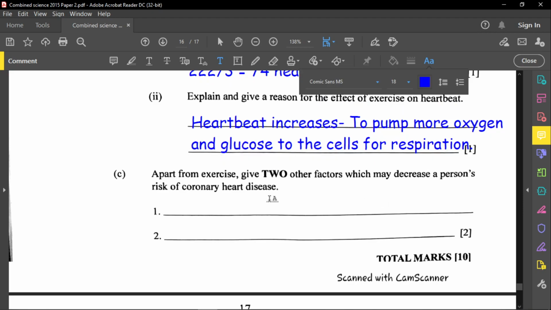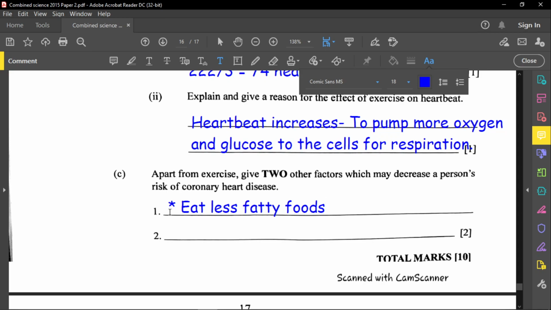Now, apart from exercise, give 2 other factors which may decrease a person's risk of coronary disease. What can you do to reduce the possibility of having coronary disease? One, you can eat less fatty foods. So that's one way right there.